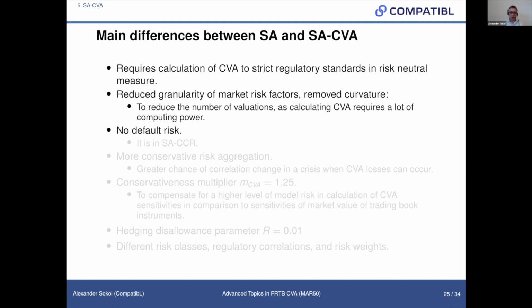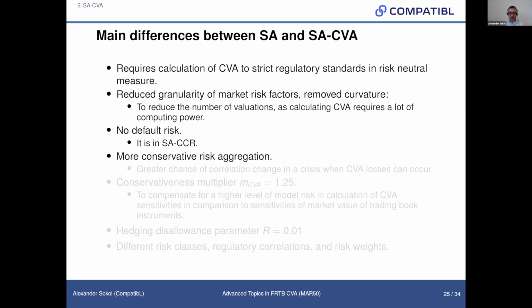Now, also, there is no DRC in SACVA, even though there is DRC in the standardized approach. And the reason is it's just in a separate regulation, right? There's something called SACCR, which is the standardized approach for counterparty credit risk. So the counterpart to DRC is in SACCR, it's not in SACVA.